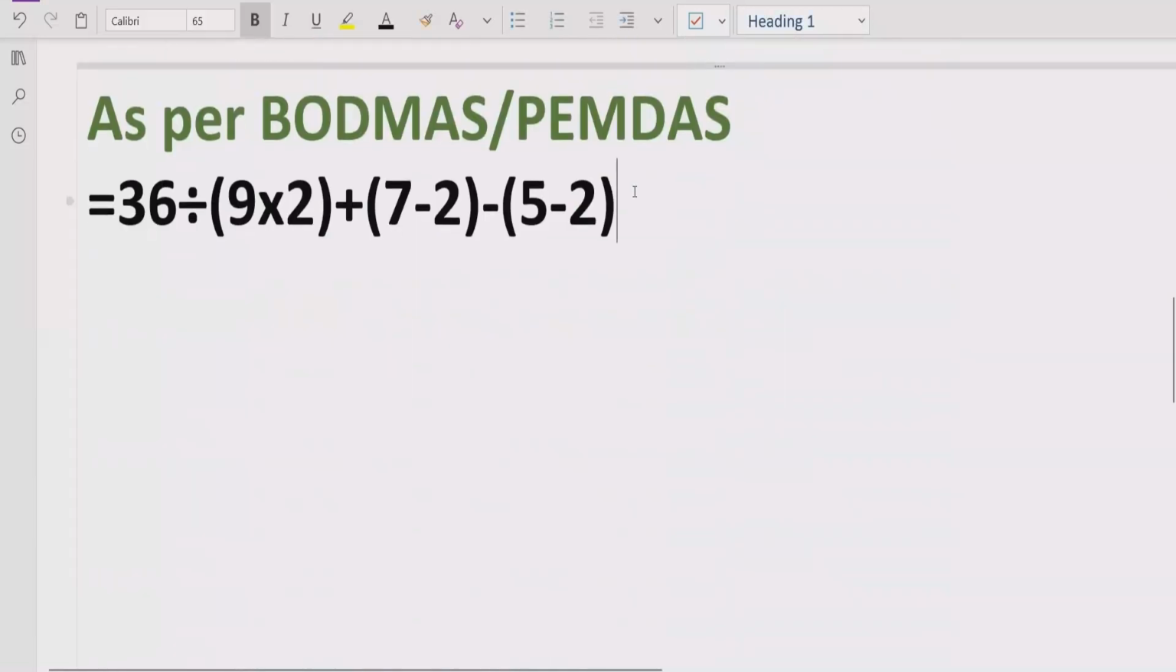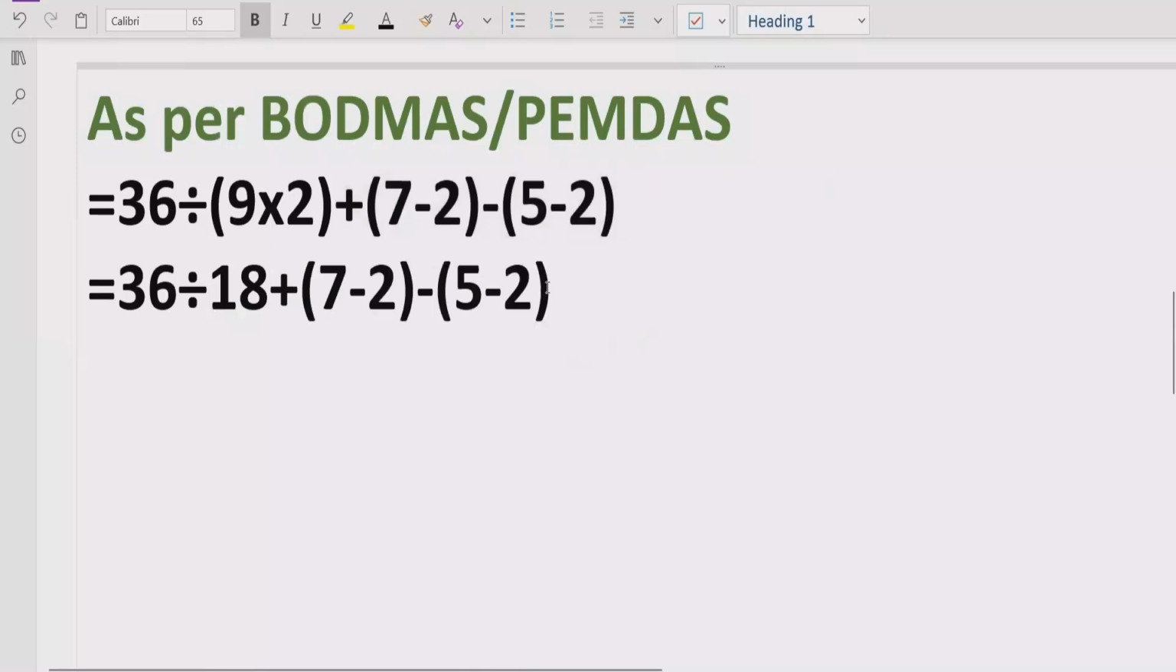As you can see, we have here three brackets. So, according to the BODMAS and PEMDAS rule, we have to solve all the brackets first. Here we have the first bracket, which is 9 raised to the power 2. First, we will solve this part. So, 9 raised to the power 2 equals 18. And the other part we will write as it is. We will follow each step one by one. Now, this part we have solved.